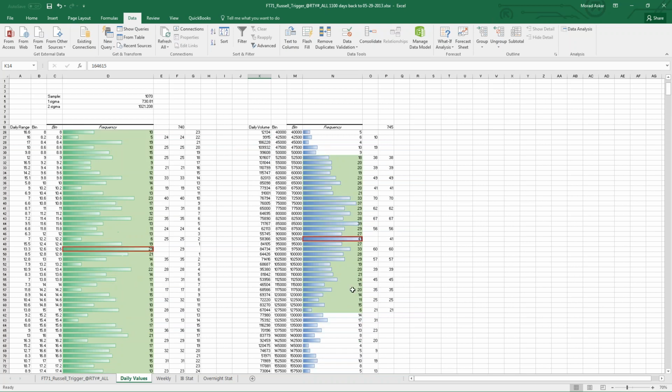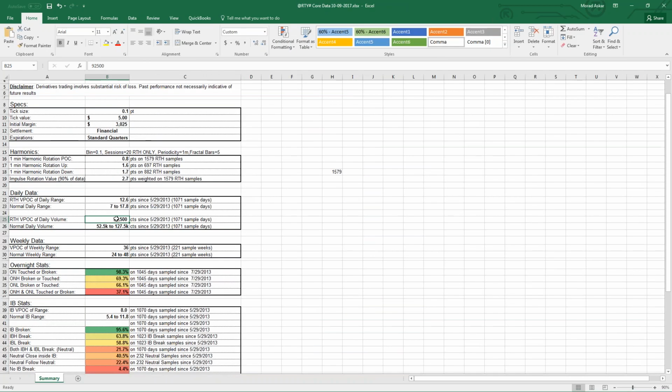I did the histogram again, and it looks like the most common volume falls at 92,500. So for the Russell, the most common volume is 92,500, and the range of what we would consider to be normal volume in the Russell is 52,500 to 127,500 contracts. Why is this important? Again, it helps you understand the nature of the product. Is today's action really outstanding? Or is it within the normal range?